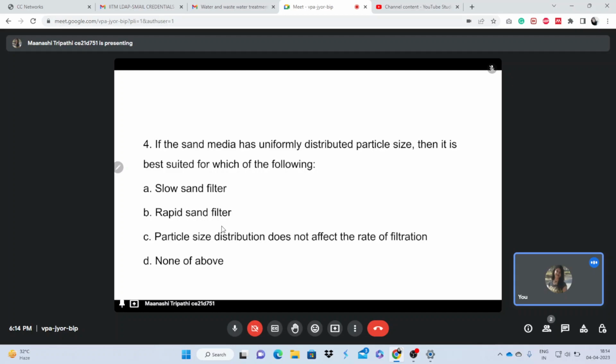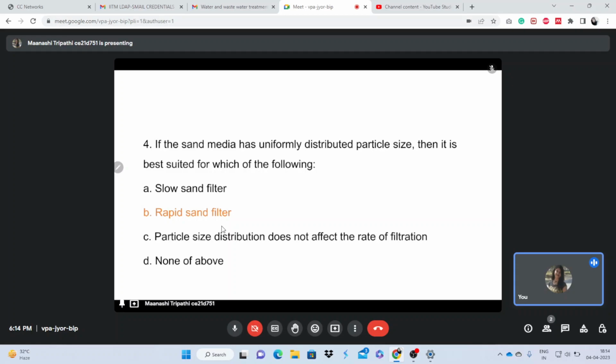If the sand media is uniformly distributed, it means the particle size of all the particles is almost similar. Then which type of filter will it be? So the answer is rapid sand filtration, because we are using the whole depth, that is the first thing, and we are backwashing here also.